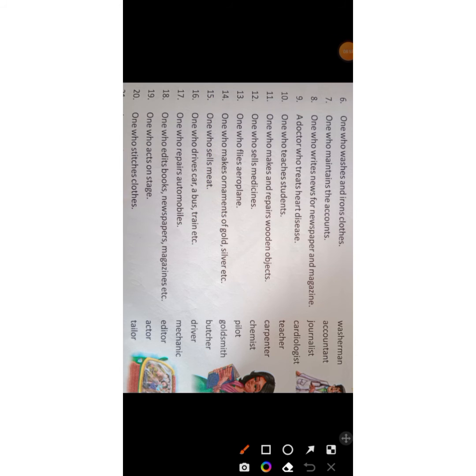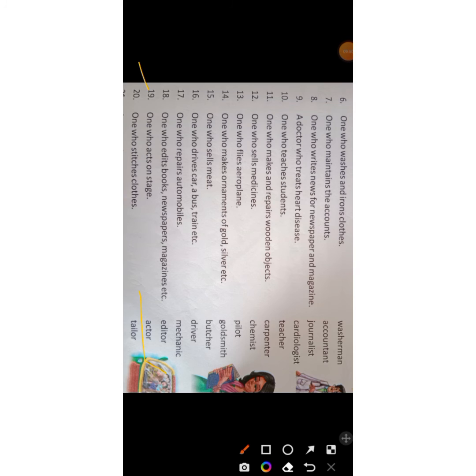And then one who drives car, a bus, train. A person who drives car, bus or train, that person is called driver. One who repairs automobiles. A person who repairs automobiles means cars, that person is mechanic. And then one who edits books, newspapers, magazines. A person who edits books, newspaper and magazines, that person is an editor. One who acts on stage. A person who acts on stage, that person is an actor.